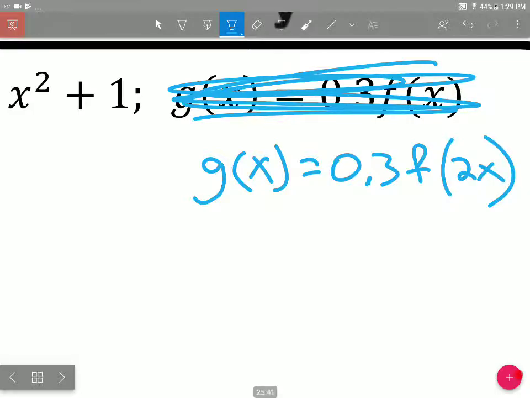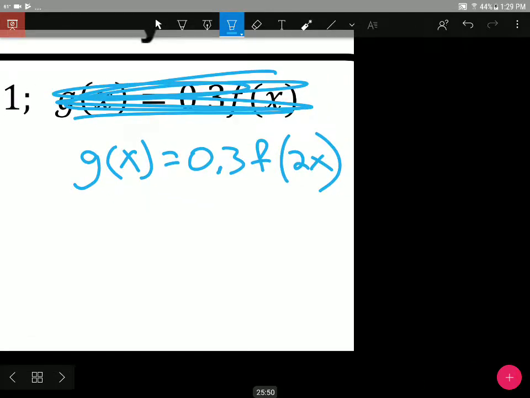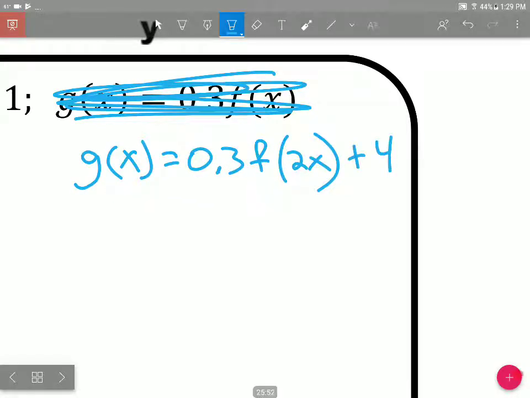Cool? I know, this one's a pain. We got something on the inside and we got something on the outside. What are we multiplying on the outside? Oh, let's put one more thing on there. Let's put a plus 4. Why not? I mean, let's just do it.